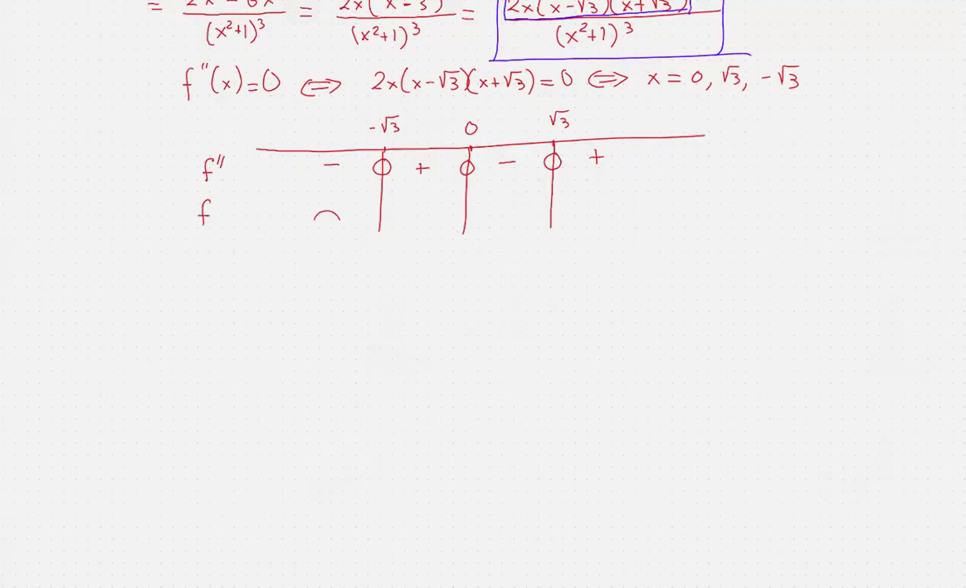And these points are what are called inflection points. So we have 3 inflection points here. These are points where the type of concavity changes. And finally, we can present our answer in a nice way.